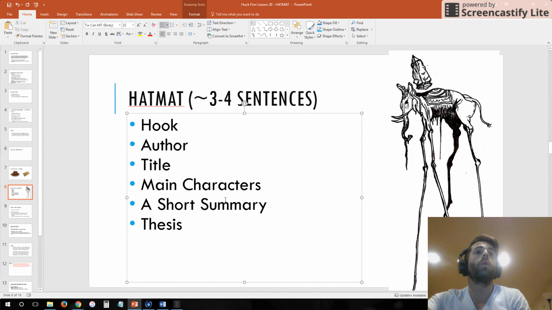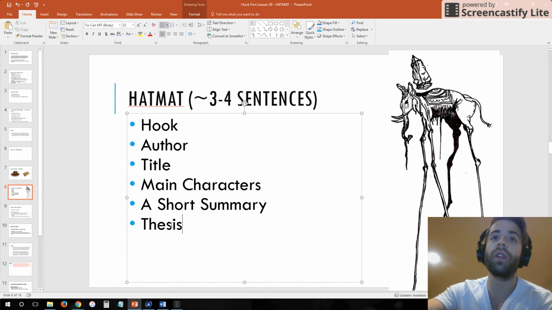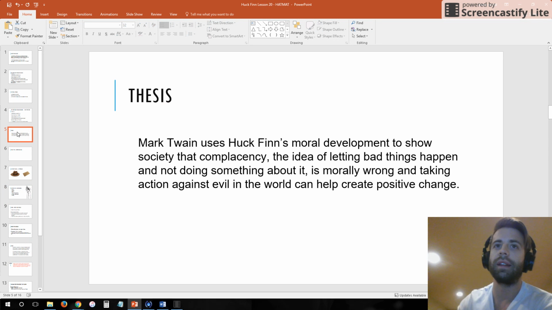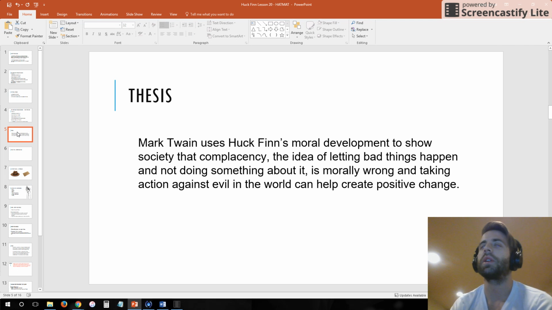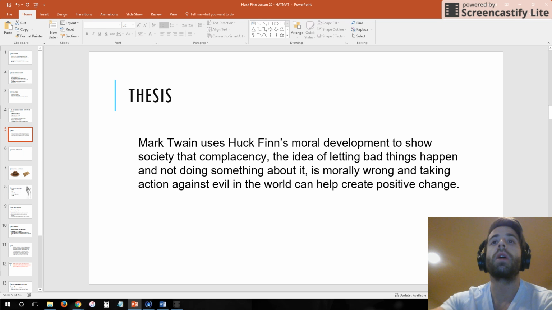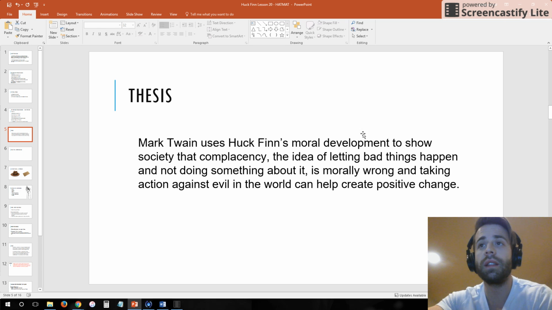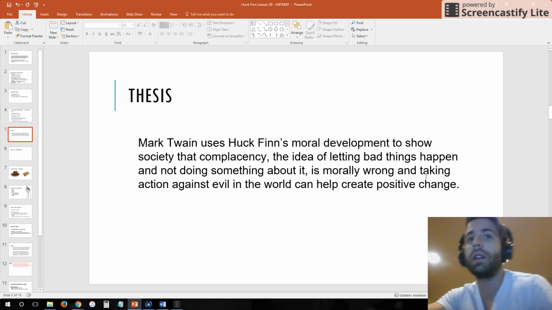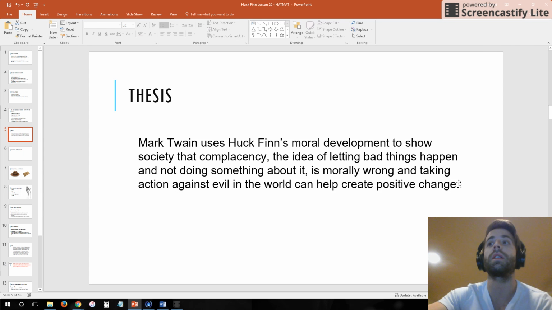So what we're going to start off with here today is we've already got our thesis. Remember, I went back and updated this a little bit, because the thesis I wrote in the last video was a rough draft, and now I updated it to say it a little bit better. So my thesis is: Mark Twain uses Huck Finn's moral development to show society that complacency, the idea of letting bad things happen and not doing something about it, is morally wrong, and taking action against evil in the world can help create positive change.